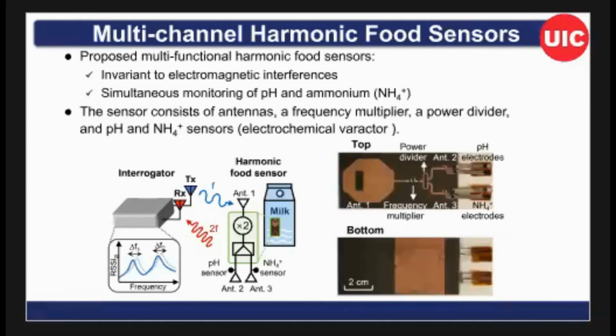So this receives the fundamental tone and doubles the frequency. And then there's a power divider to send the signal to two antennas, antenna 3 and antenna 2. These two antennas are small, high Q antennas, and they are connected to a sensor, a pH sensor and an ammonia sensor.